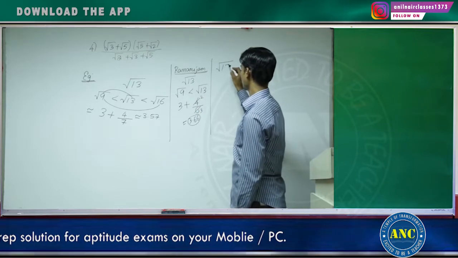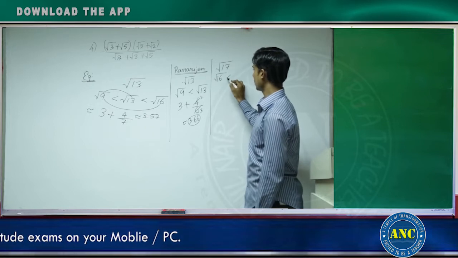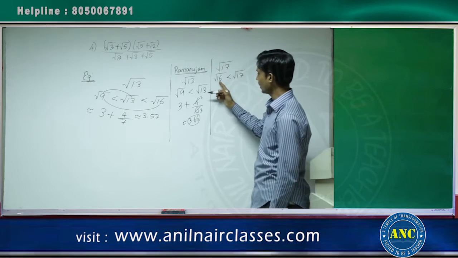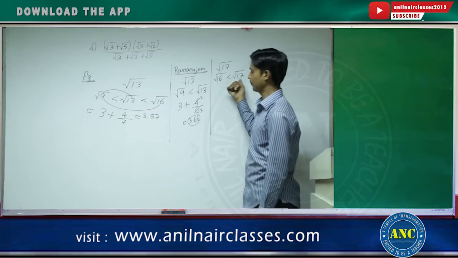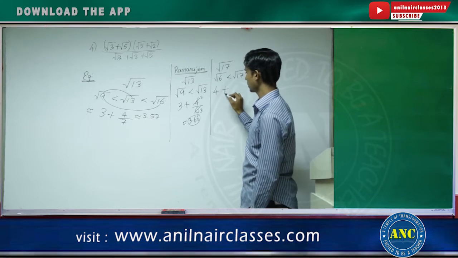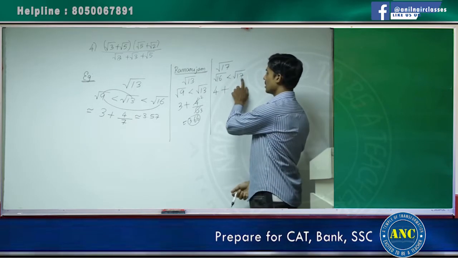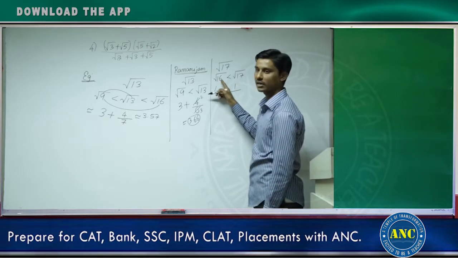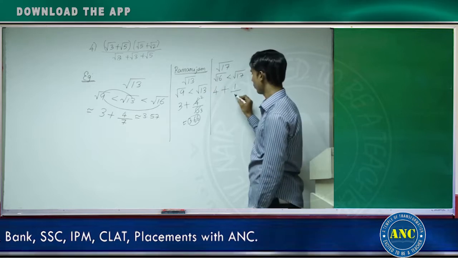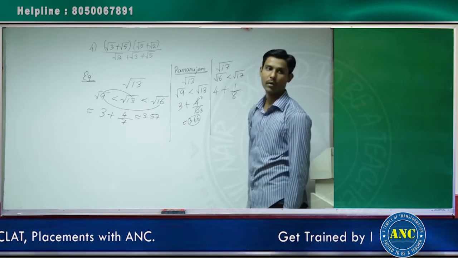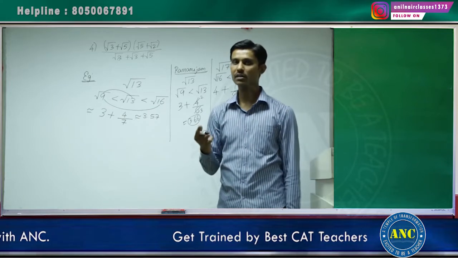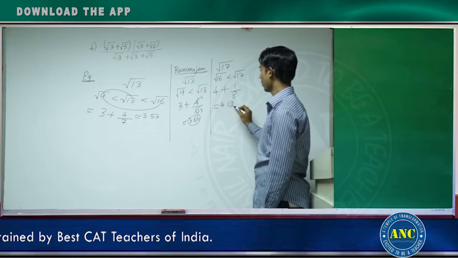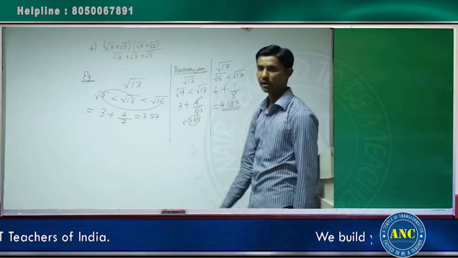Suppose you want to find some other number, root 17. Root 17 is greater than root 16, right? Root 16 is 4. So it is more than 4. So it should be 4 plus something. Same logic. 16 and 17 difference is how much? 1. Write down 1. Now, root 16 is nothing but 4. Double it. What is the double of 4? 8. 1 by 8 is nothing but 12.5 percentage. 12.5 percentage is 0.125. 4 plus 0.125. Your answer is approximately 4.125.